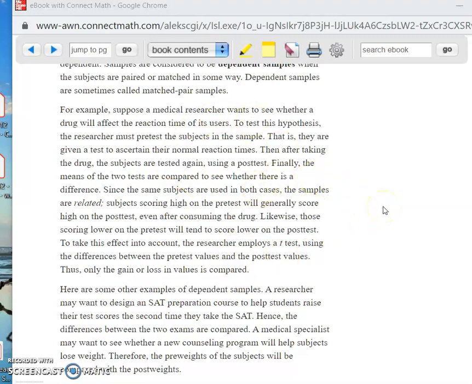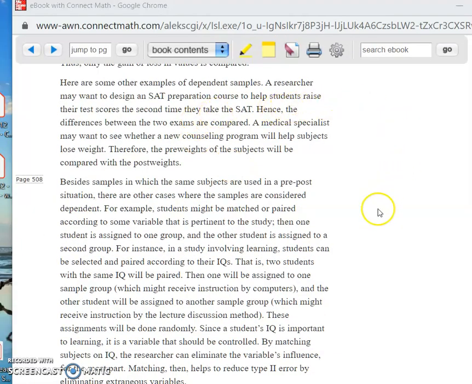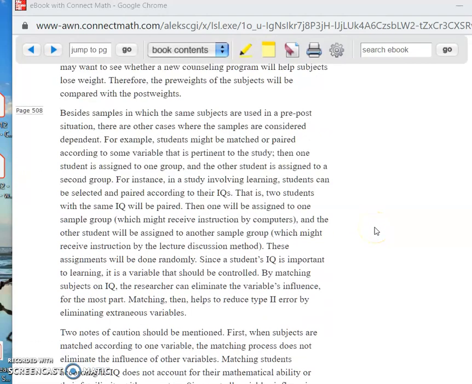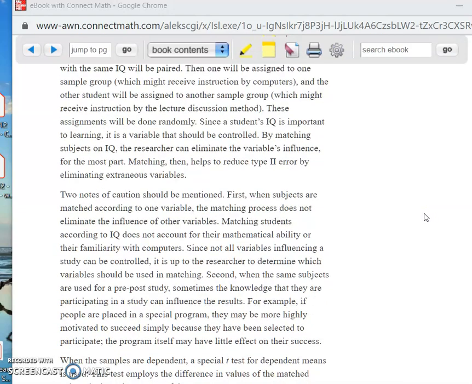I'll let you read that on your own. In some way, the samples are related. And he gives different examples throughout the book here. Here's some other examples talking about a SAT preparation course. You take the sample SAT test beforehand, you take the sample SAT afterwards. Is there a difference after you take the review course? Okay, here's some other examples about where they're not considered to be independent. I'm going to go ahead and let you read that for yourself, okay?